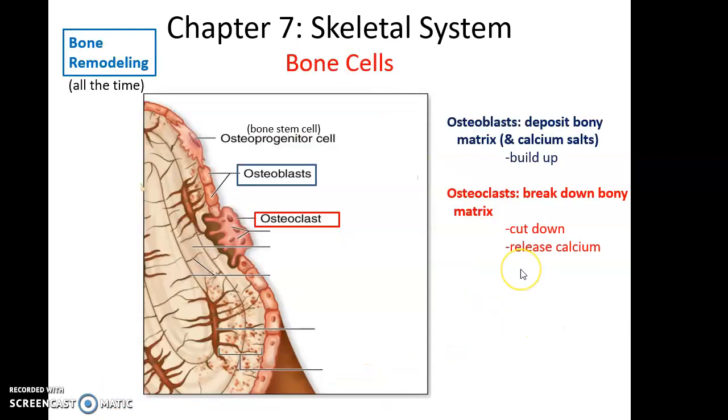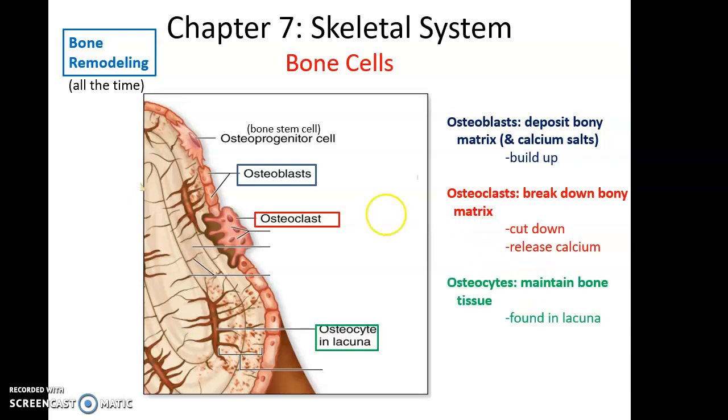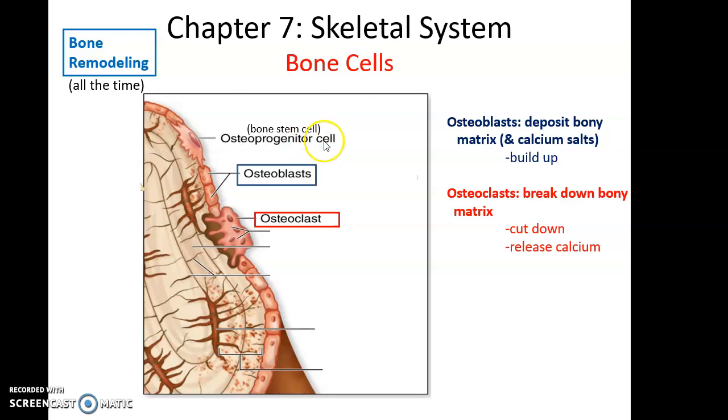All right, bone cells. Bone cells are important for the function of bone. We have the osteoprogenitor cells. These are the bone stem cells. When they grow and divide, they produce osteoblasts. Osteoblasts are very important. Osteoblasts are the cells that deposit the bony matrix that makes up the external material of the bone, the extracellular matrix. And then that material becomes calcified with the calcium salts. So osteoblasts build up the bone tissue.